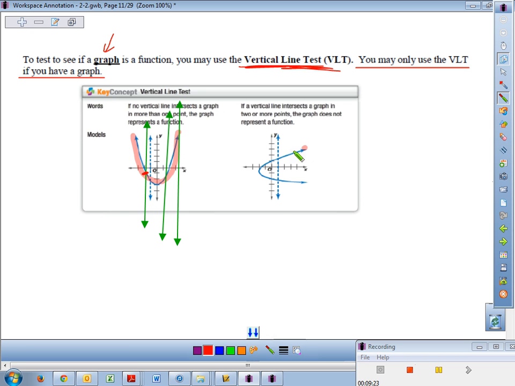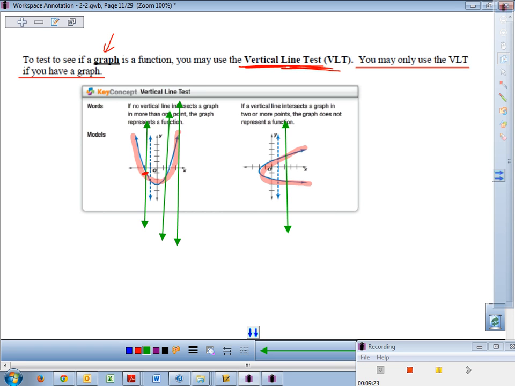Okay? Now check out this graph. See that dude right there? Here's the vertical line. How many places did that go through there? More than one, correct? Two exactly, but it doesn't matter how many times. It's more than one, correct? Is that a function? Yes or no? Can't be, because the graph fails the vertical line test.